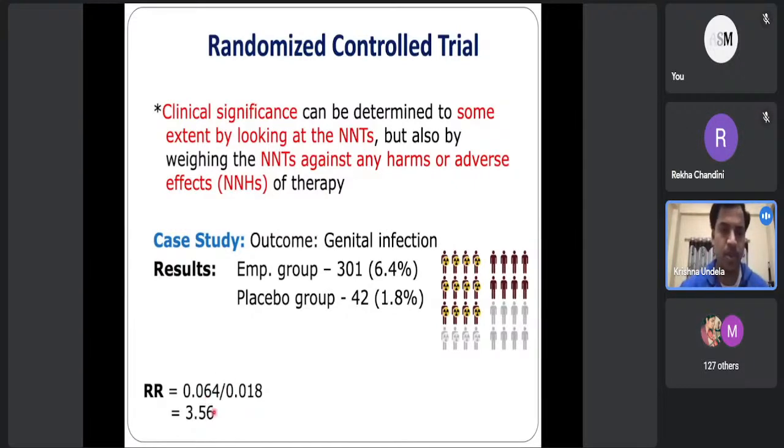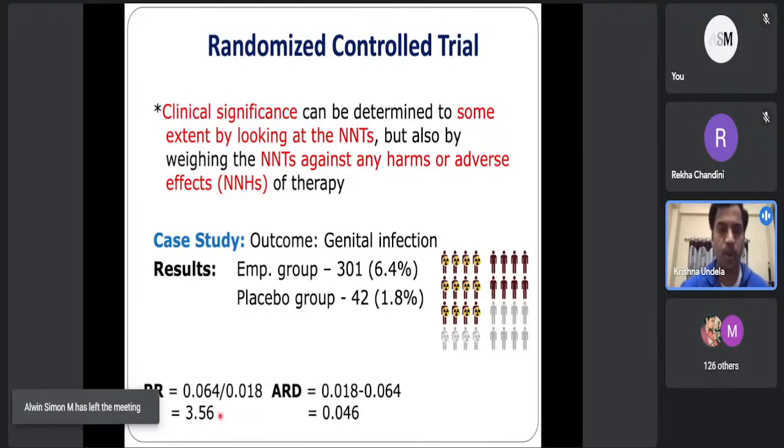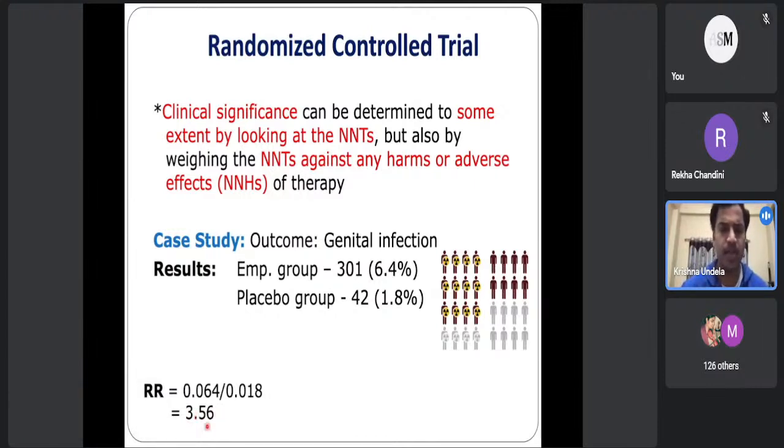So we have a relative risk of 3.56, that is equal to 0.064 divided by 0.018. If you do minus 1, we are going to have 2.56. So we can say that 2.56 is the relative risk. Imagine that both the lower limit and upper limit are also more than 1. We can say that the value is significant. We can say that people who are receiving empagliflozin have 2.56 times more chance of getting the genital infection compared to the placebo group.